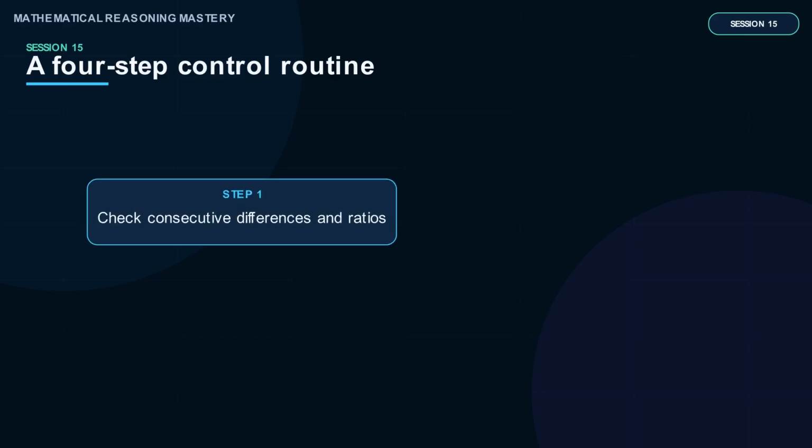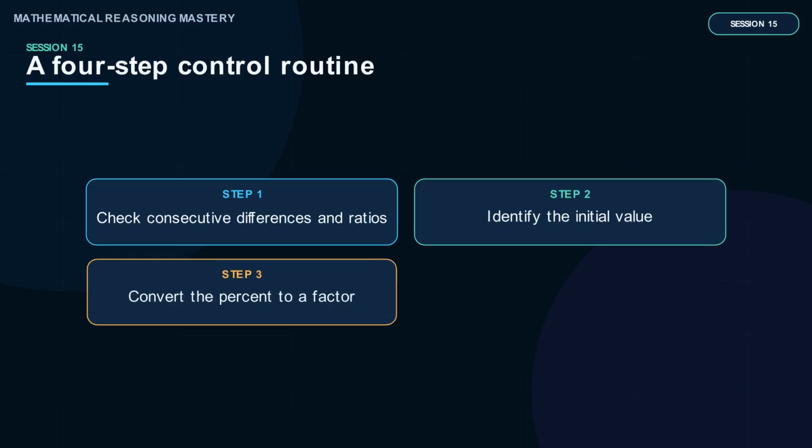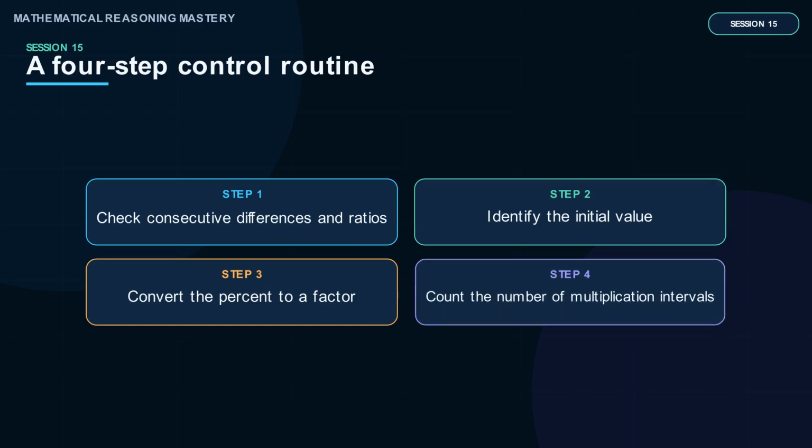Step 1. Check consecutive differences and ratios. State the target and preserve its units or conditions. Step 2. Identify the initial value. Use a separate line so signs, factors, and labels remain visible. Step 3. Convert the percent to a factor. Keep the reasoning efficient, but never skip an operation that could hide an error. Step 4. Count the number of multiplication intervals. Verification is part of the solution because it tests the answer from another direction.